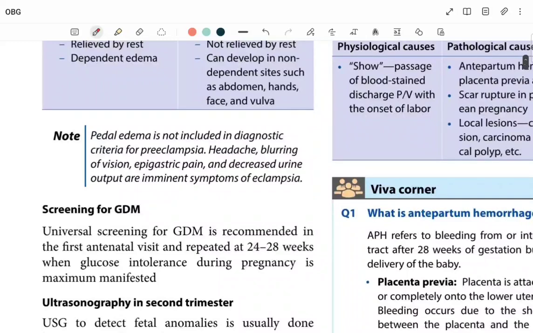Pedal edema is not included in the diagnostic criteria for preeclampsia. Headache, blurring of vision, epigastric pain, and decreased urine output are generally imminent symptoms of eclampsia. So remember, pedal edema is not a diagnostic criterion for preeclampsia.